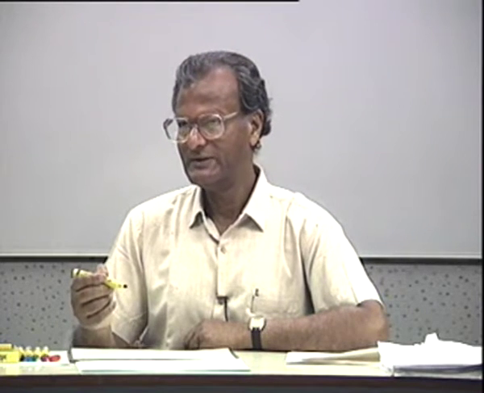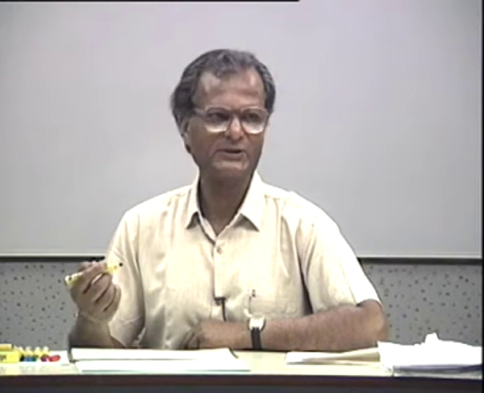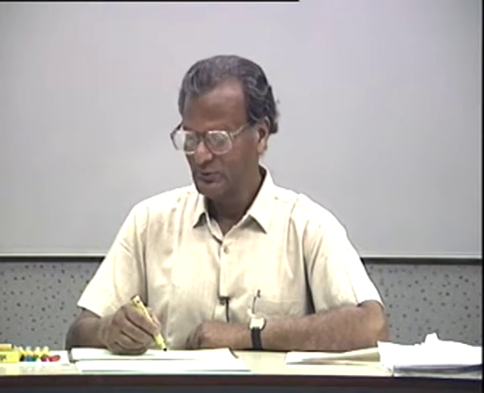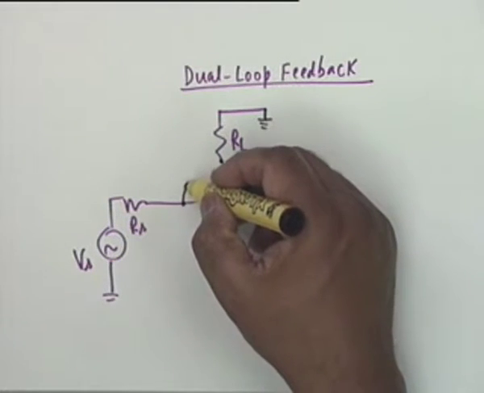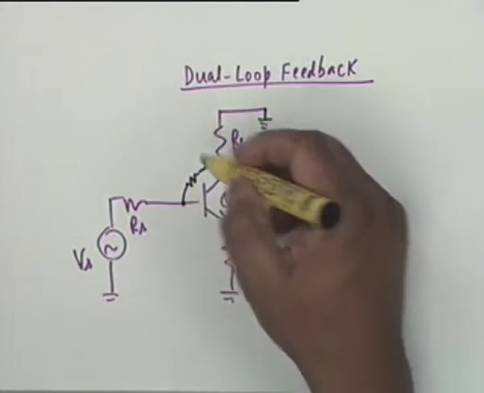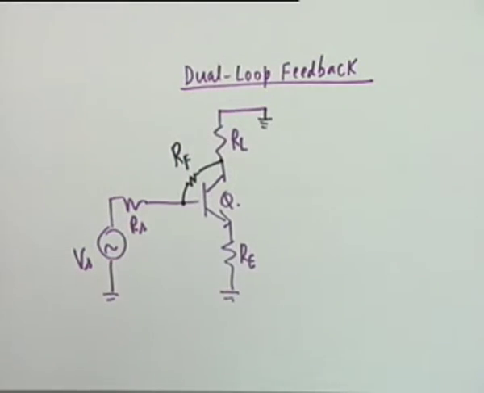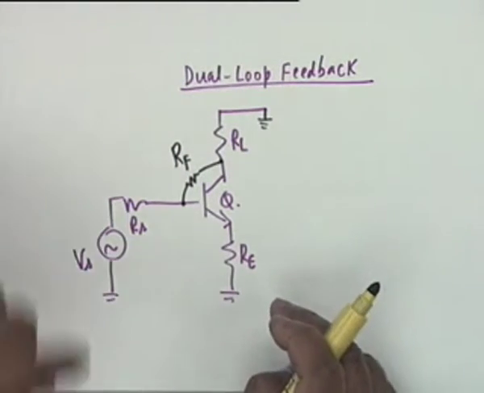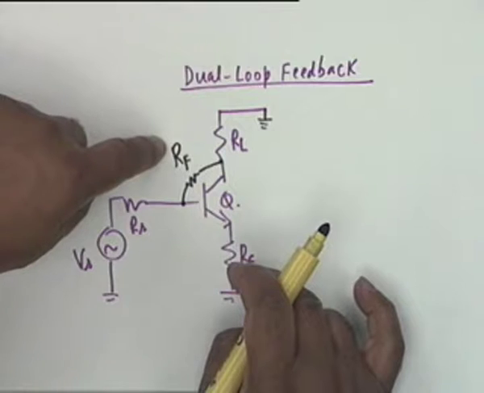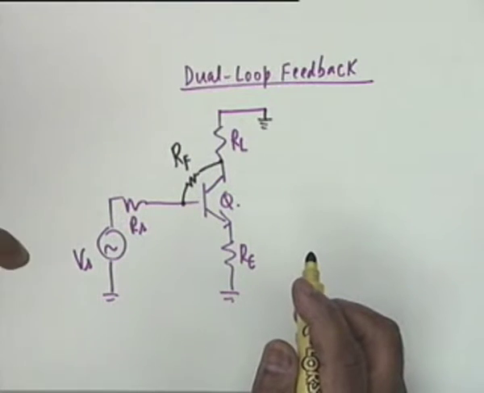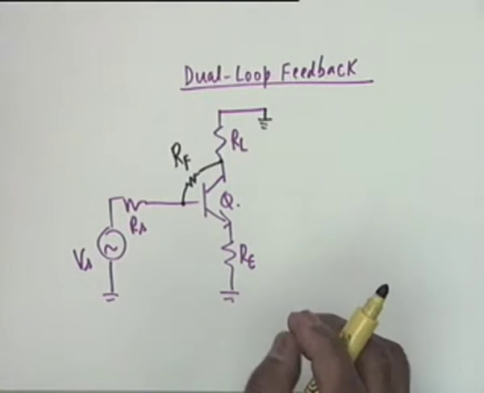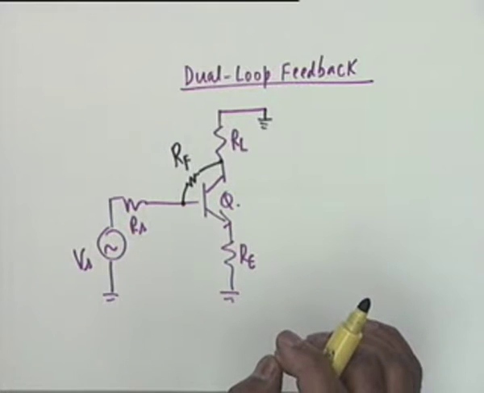Now, in order to make a precise control of the input and output resistances, there is no harm in using a dual feedback. That is, use this as well as this and adjust the two feedbacks by adjusting two resistances or one resistance, such that the input resistance and the output resistance are exactly the values that you want.